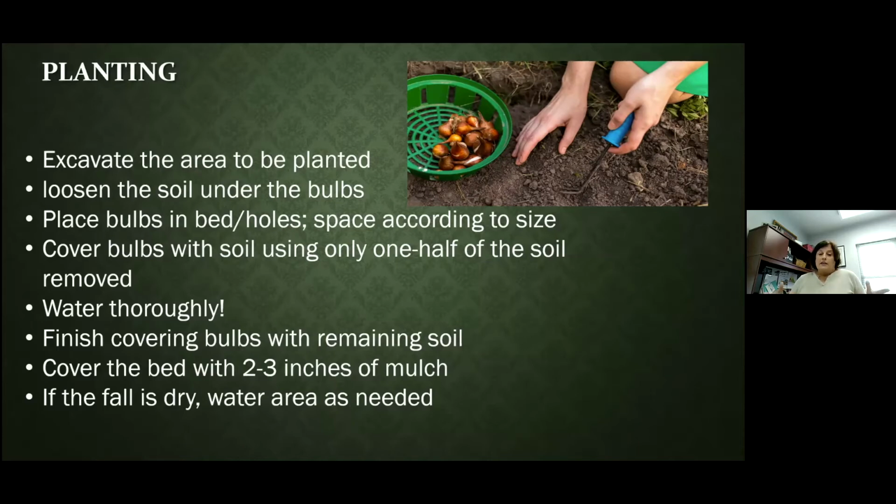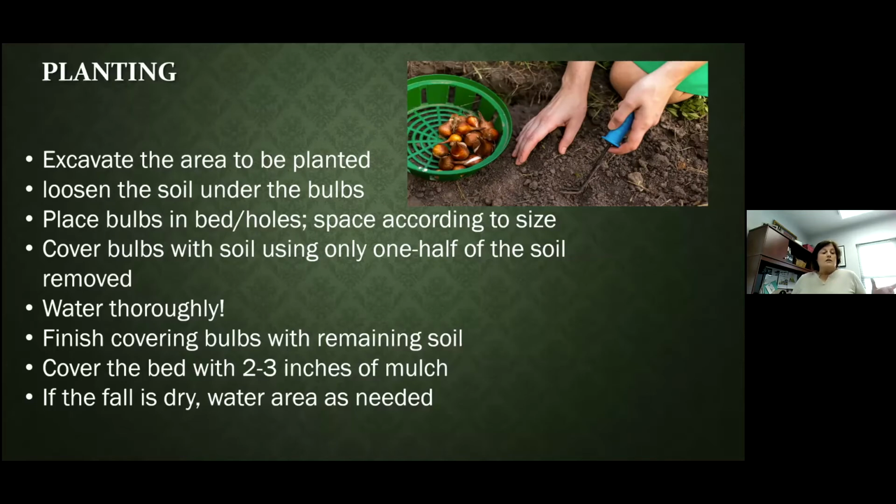But yeah, take the soil out of the area that you're going to plant them, set it to the side, put your bulbs in, and then cover them halfway with the soil, and then water them in. Go get your water bucket or whatever and water them thoroughly and allow that to seep in, and then go back over and cover your bulbs with the remaining soil. You can even add 2 to 3 inches of mulch on top of that if you would like.